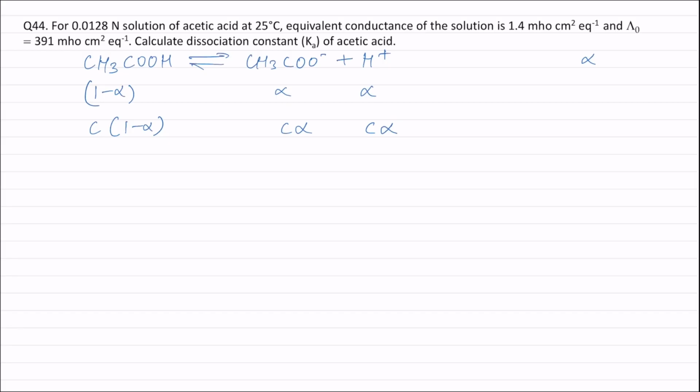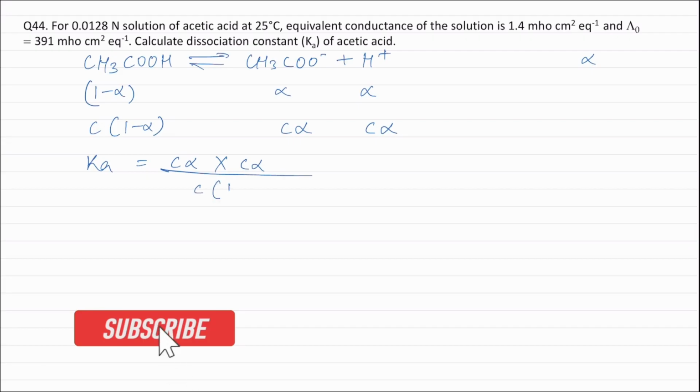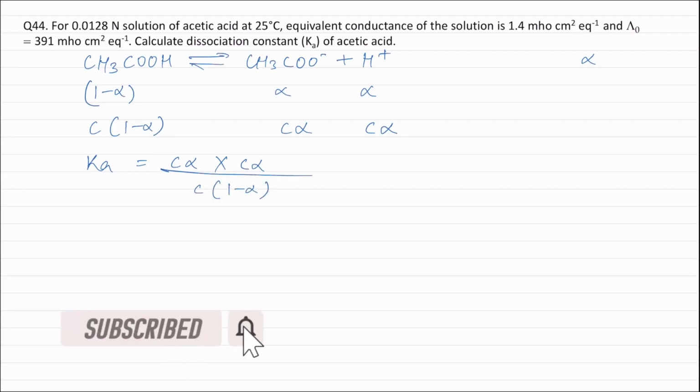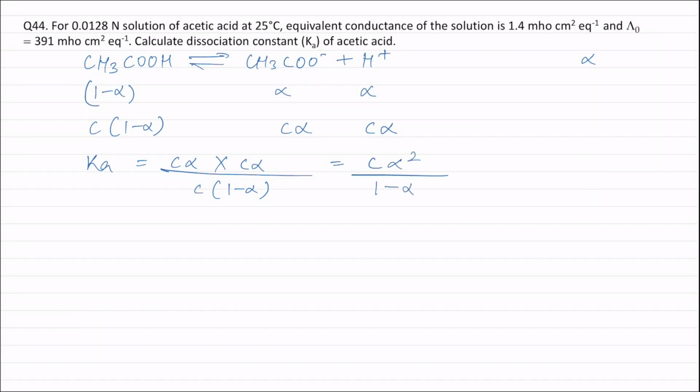Now, Ka will be equal to concentration of acetate ion into concentration of H plus ion, that is C alpha into C alpha, divided by concentration of acetic acid, that is C into 1 minus alpha, and this is equal to C alpha square divided by 1 minus alpha. Now if alpha is very small, then this becomes C into alpha square.